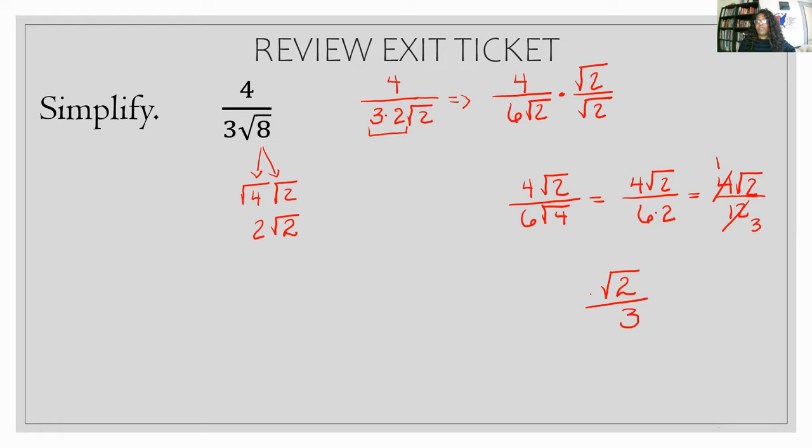You could put the 1 in front, but it's not really necessary because anytime we don't see anything, it's always assumed that there is a 1 there. So that was our solution from last time's exit ticket.